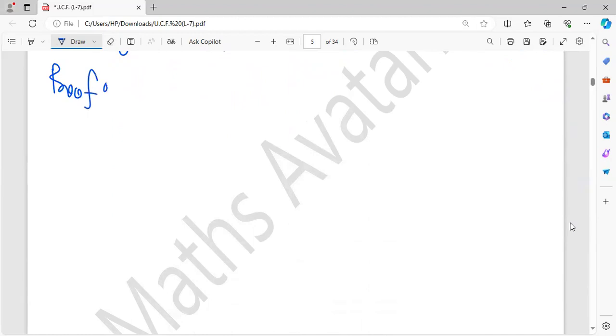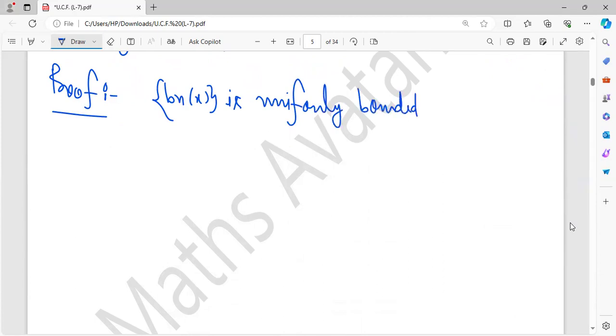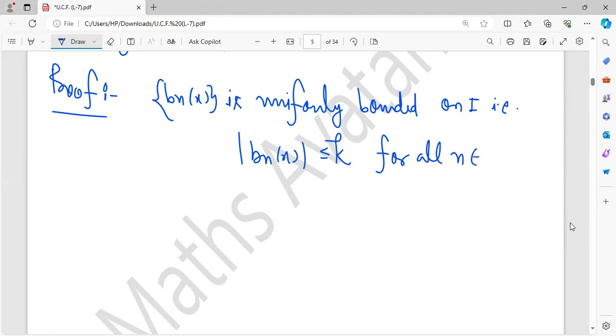So we have Bn(x) is uniformly bounded. It is given uniformly bounded on I. So what does it mean? It means that Bn(x) is less than small k for all n belongs to N and x belongs to I. Okay. So we have, let's say equation number 4.